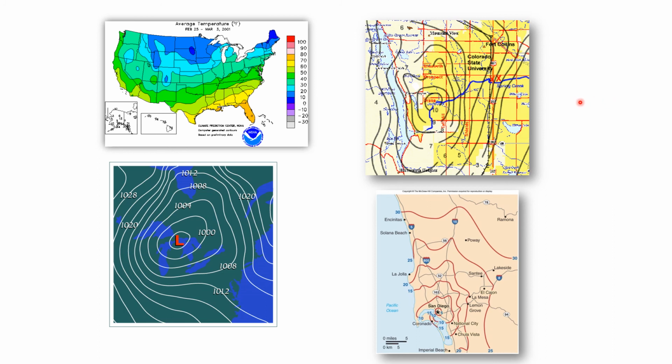And how about precipitation? If you have isotherms for temperature, isobars for barometric pressure, how about precipitation? Well, they're called isohyets. And this is an isohyet map that shows the result of a huge thunderstorm at Colorado State University, where some places got 10 inches of rain and fewer inches as you get away from the middle of it.